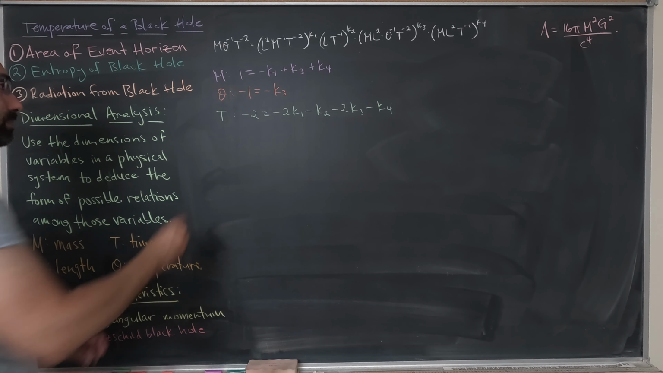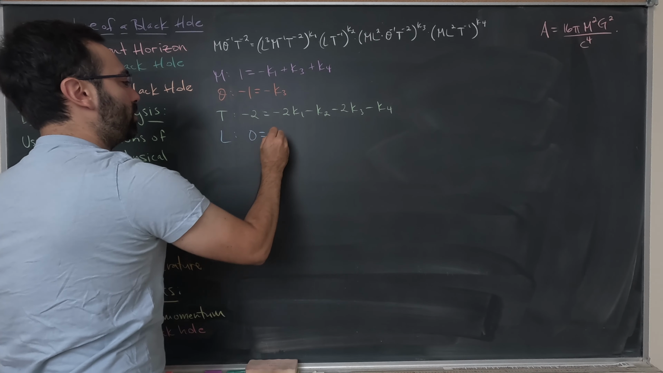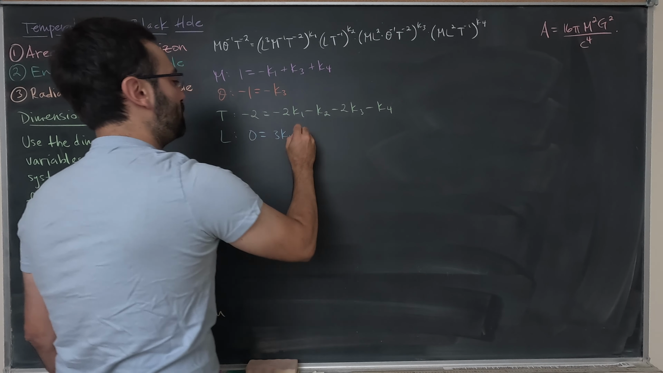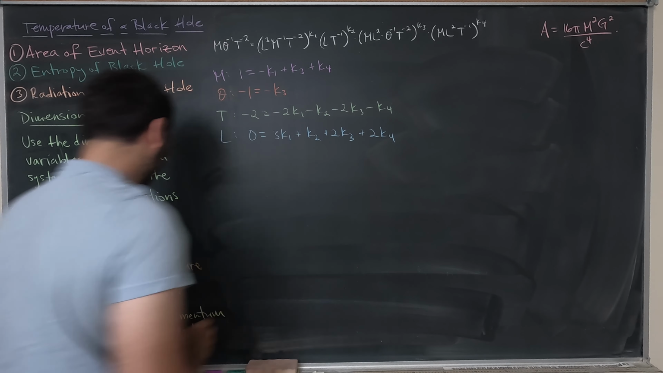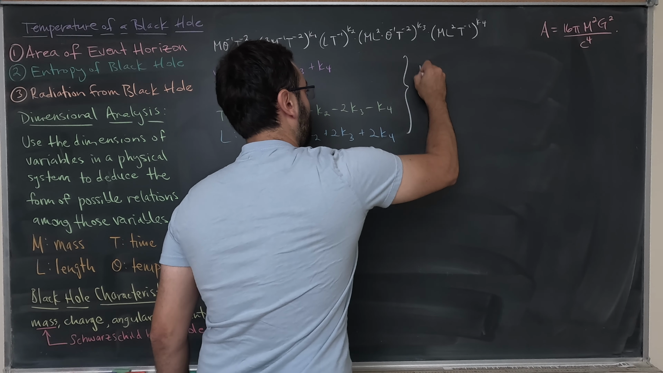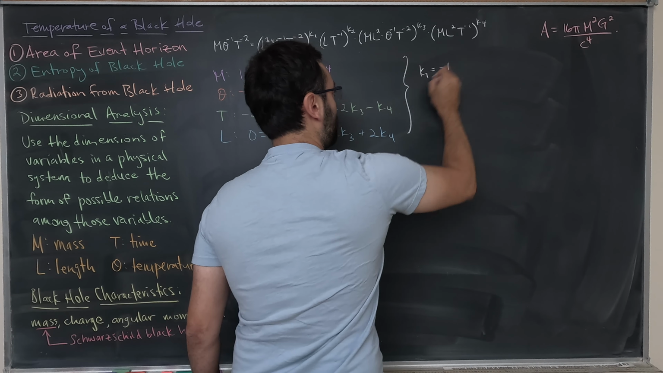And then for L, length, we have no exponents. 3K1 on the right, plus K2, plus 2K3, plus 2K4. So solving this system of equations gives us the following. K1 equals negative 1, K2 equals 3, K3 equals 1, and K4 equals negative 1.